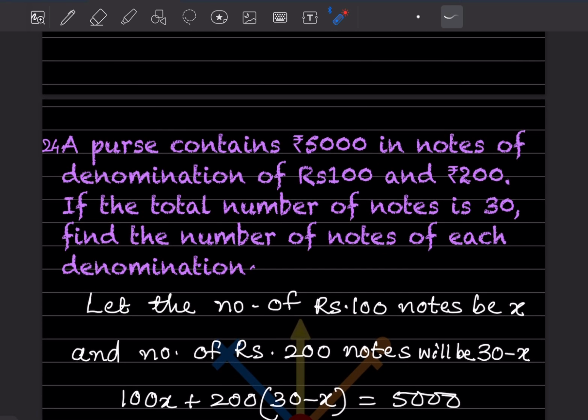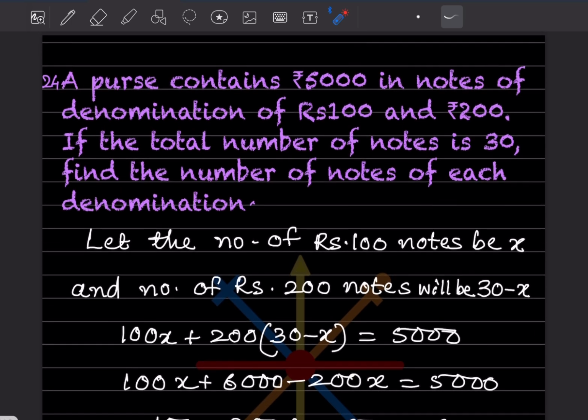A purse contains rupees 5,000 in notes of denomination of rupees 100 and rupees 200. If the total number of notes is 30, find the number of notes of each denomination. So let the number of rupees 100 notes be x, and the number of rupees 200 notes will be, because they said the total number of notes is 30, so from 30, the 200 notes will be 30 minus x. So just be careful with this step. It will always be 30 minus, because from the total you are going to subtract the 100 rupee notes. So now we are going to form an equation.